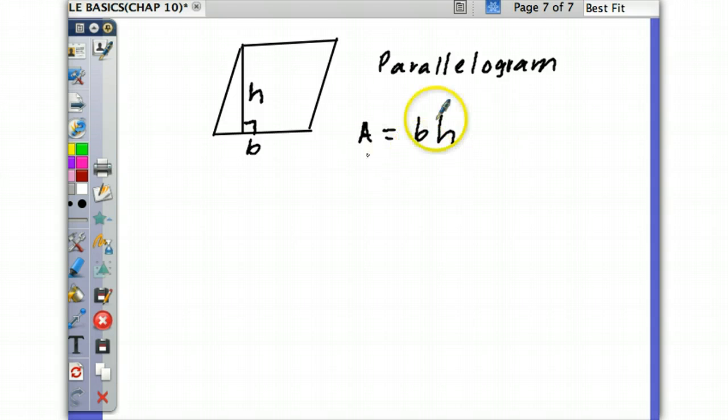You said, well, that's just like length times width. I know. Well, you know what? If I take this shaded triangle over here, and I cut it off, and I move it over here, and drop it down here, it'd be like a rectangle, wouldn't it? I could actually take this triangle, put it over here, and that's why it's the same as base times height.